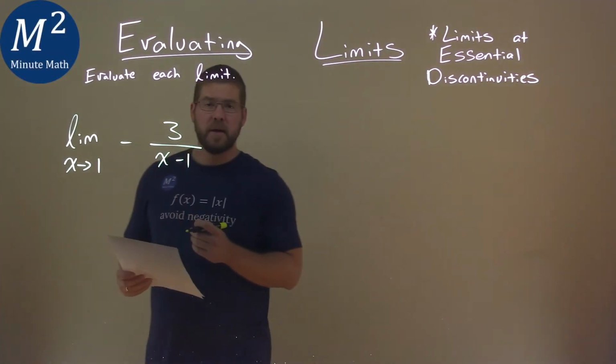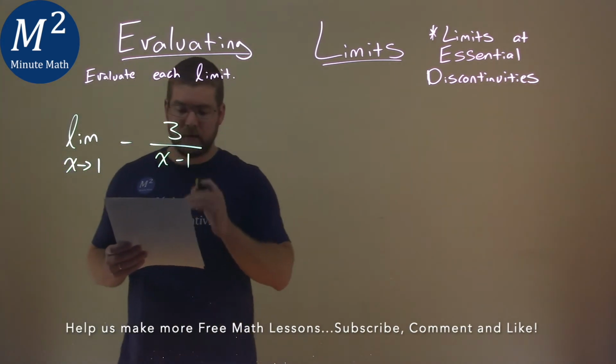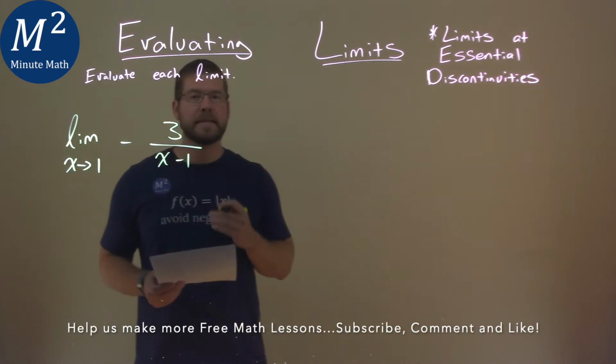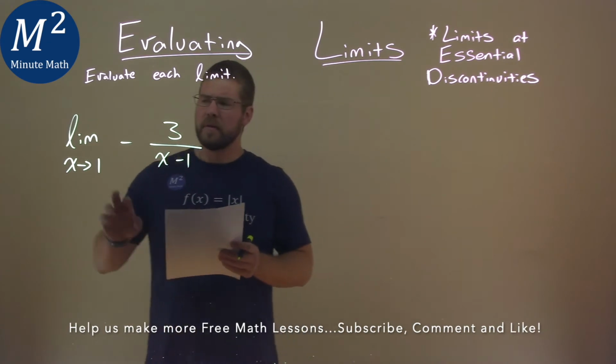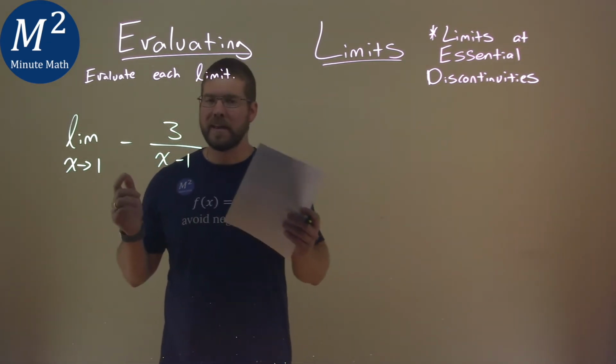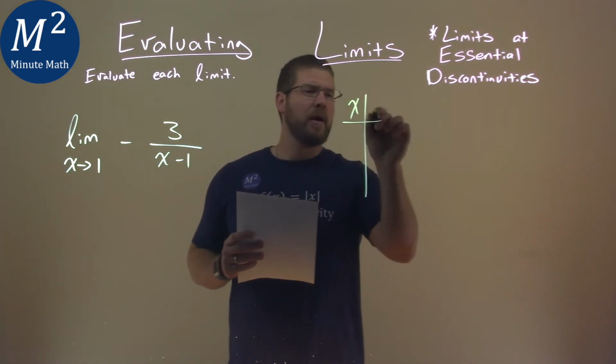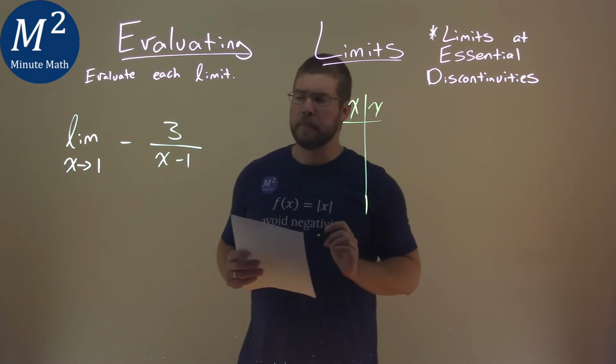We're given this limit right here, the limit as x approaches 1 of negative 3 over x minus 1, and we need to evaluate this limit. Now with something like this, notice we're approaching 1 from both the left and the right. So let's use a table here to see what happens. Now I've calculated these values ahead of time for you.